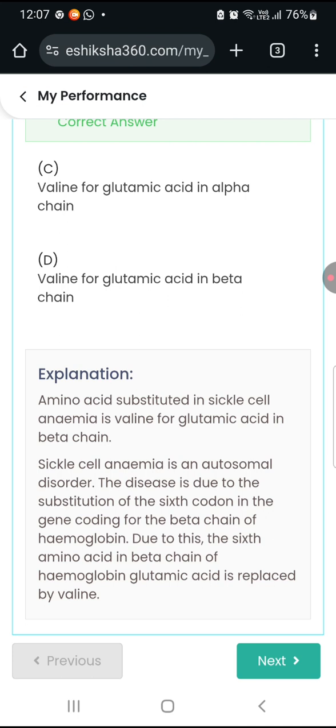Sickle cell anemia is an autosomal disorder. The disease is due to the substitution of the sixth codon in the gene coding for the beta chain of hemoglobin. Due to this, the sixth amino acid in the beta chain of hemoglobin, glutamic acid, is replaced by valine.